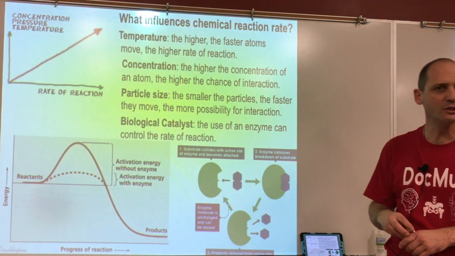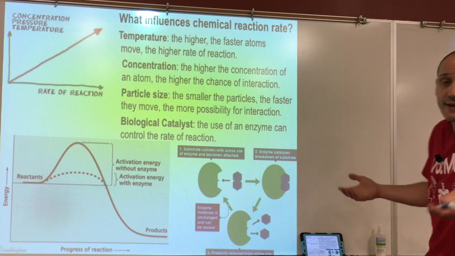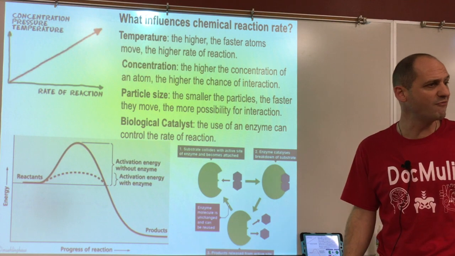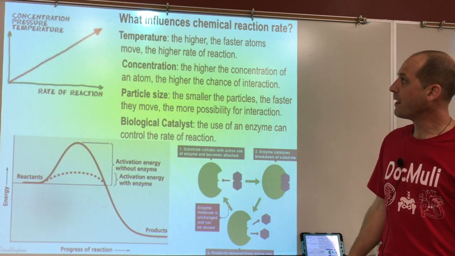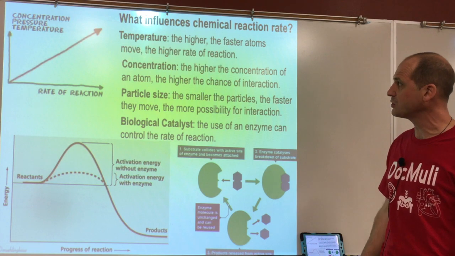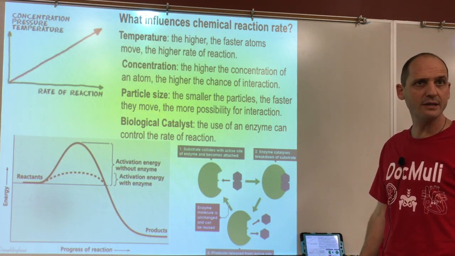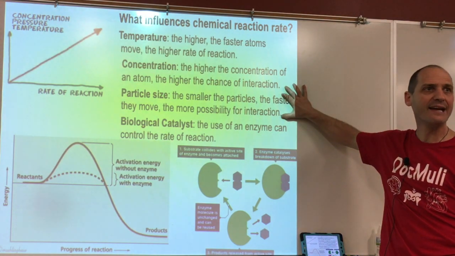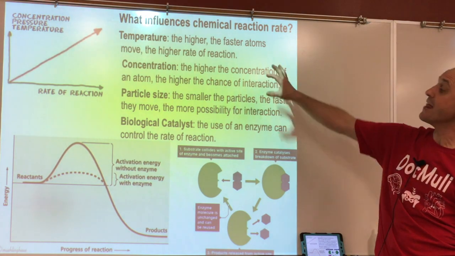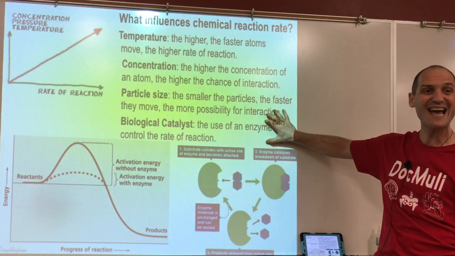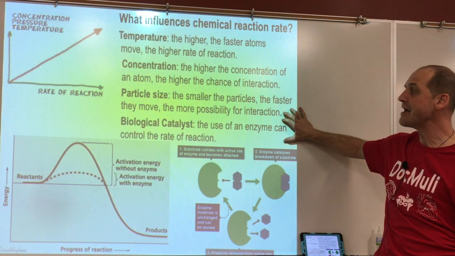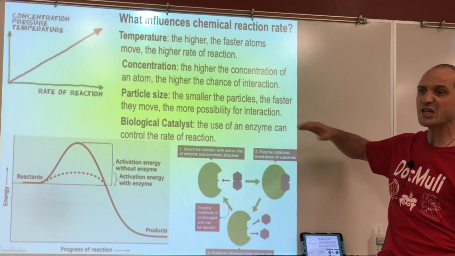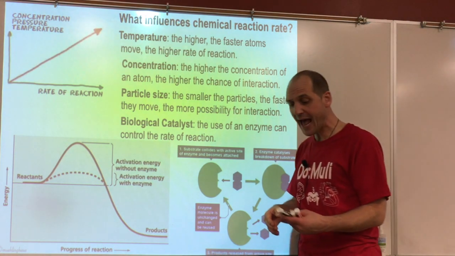What influences chemical reactions? Well, a few things. Temperature: when it gets hotter, everything bounces faster and more, and things bump into each other more, and there's more possibility for these outer bonds to react. Concentration: the more atoms, the more chance of interaction. Makes sense. Particle size: the smaller the particle, the faster it moves, the more possibility of banging into things and making interactions happen. And then this is the funny one, the biological catalyst. That is an enzyme that can control the rate of a reaction.